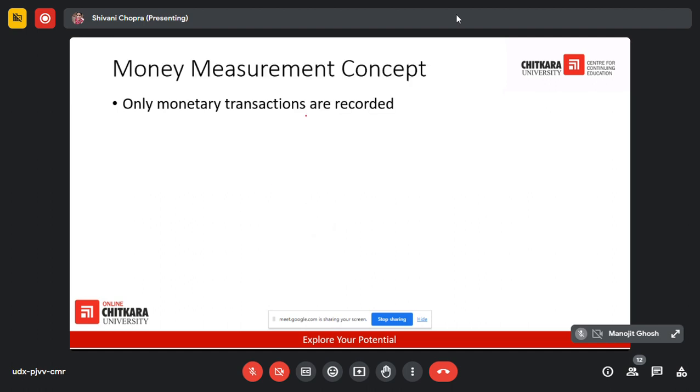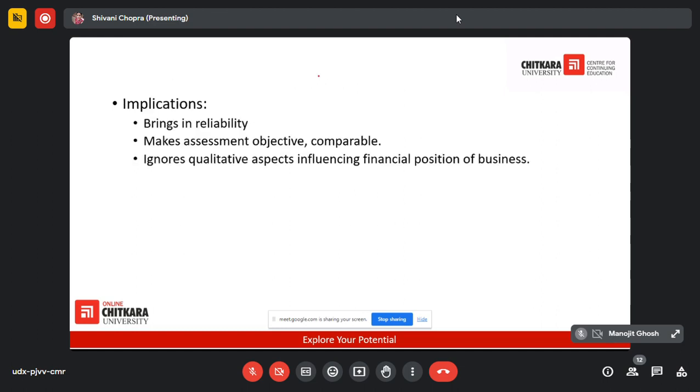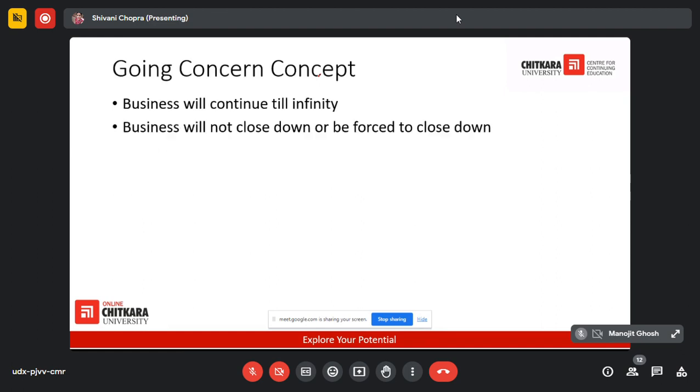The second important concept is money measurement concept. What does it say? That all the transactions that are taking place in a business must be recorded in monetary form. So monetary transactions are to be recorded at all the times. Implications of this is it brings in reliability because you have everything that has been quantifiable. It makes assessment more objective and comparable, and it ignores the qualitative aspects, including the financial position of business.